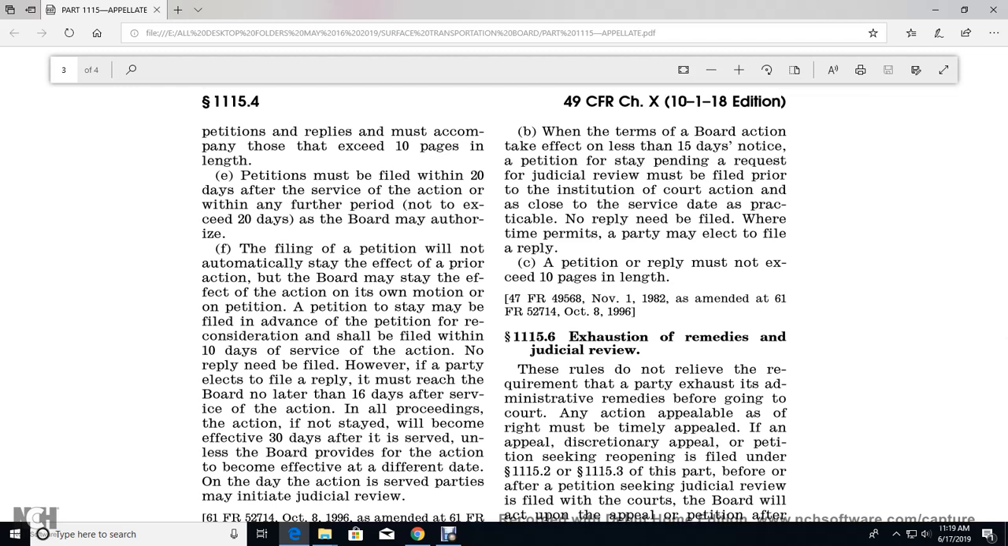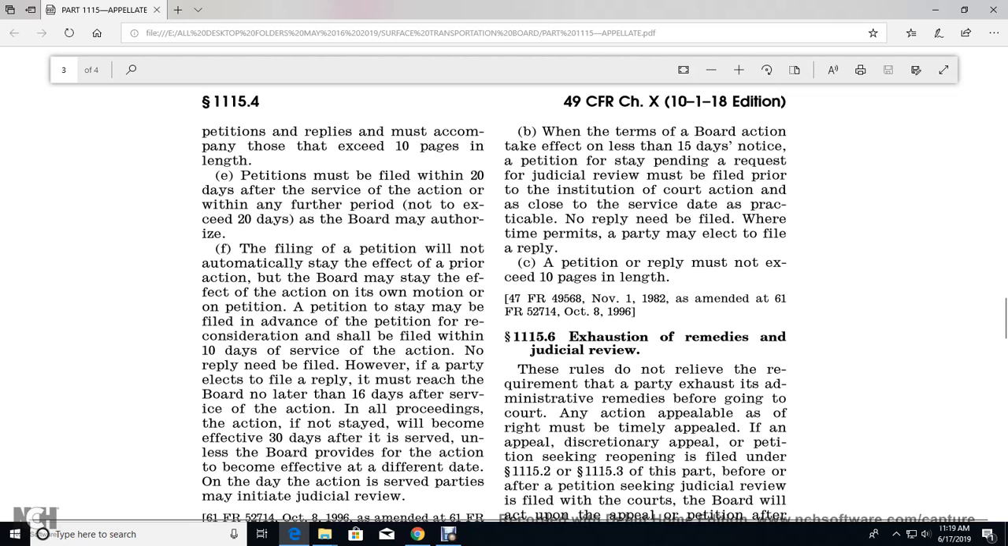The petition must be filed within 20 days after service of the action, with any further period not to exceed 20 days as the board may authorize. Filing of a petition will not automatically stay the effect of the prior action, but the board may stay the effect of the action on its own motion or upon petition. A petition for stay may be filed with the petition for reconsideration, and shall be filed within 10 days of the service of the action.